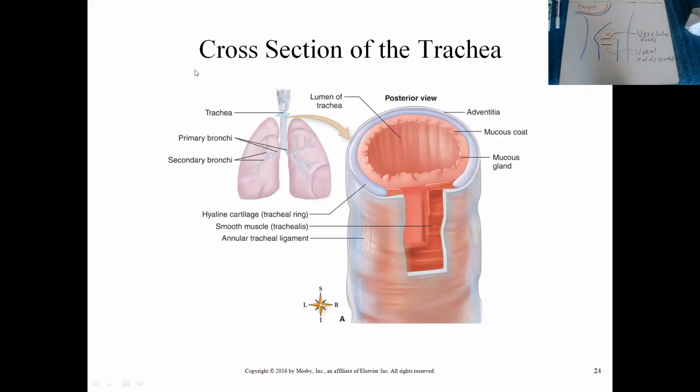Here's a look at the trachea. On the picture on the left, going from the larynx down is the trachea. On the right is the trachea from the back. And you can see the C-rings don't go all the way around. The C-rings don't go around the back. And there's a reason for that.